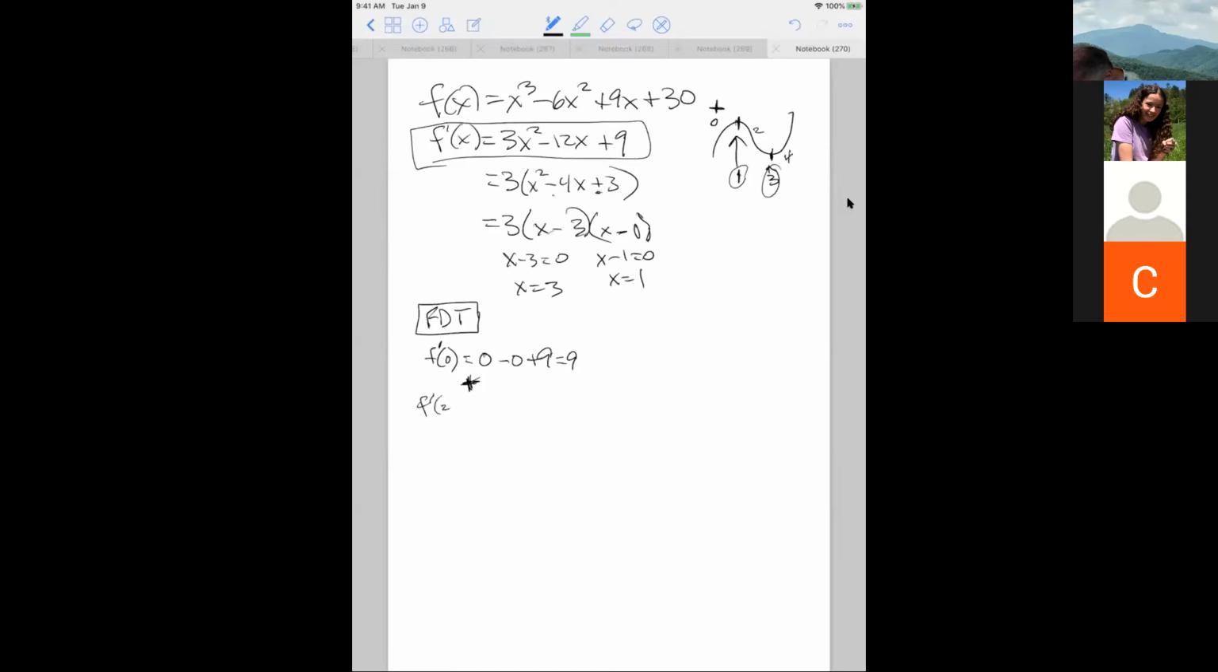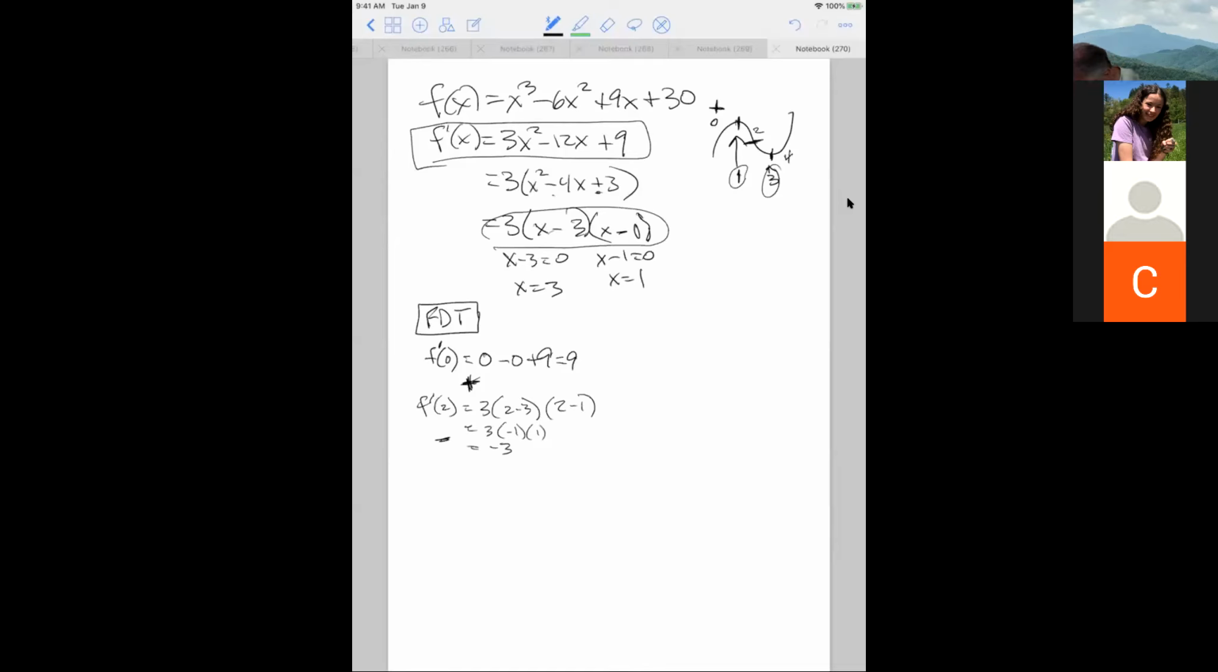F prime of 2, I'm going to plug this one into this part. It's a little easier to work with. I get 3 times 2 minus 3 times 2 minus 1, which gives me 3 times minus 1 times 1, which is minus 3. So that's negative. So that means in between here and here is negative. So that tells me what I want it to.